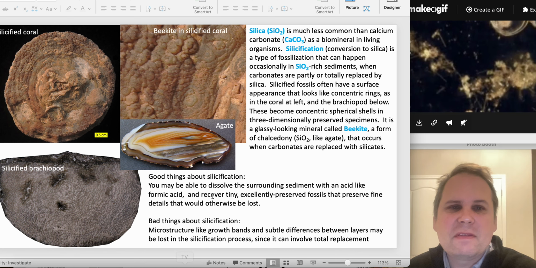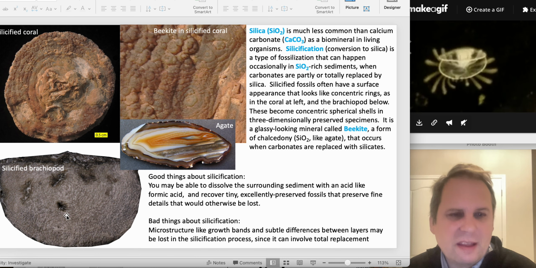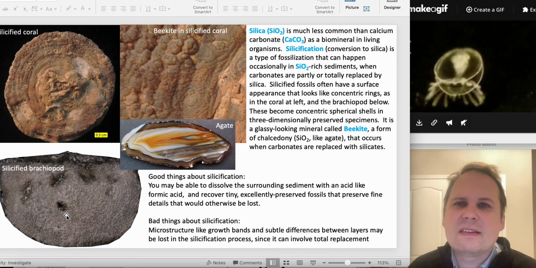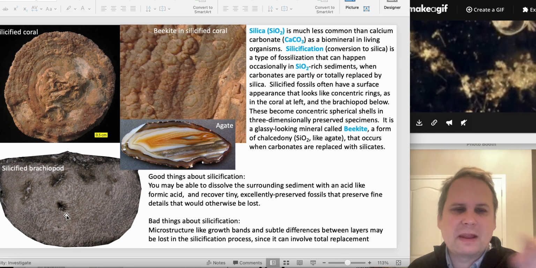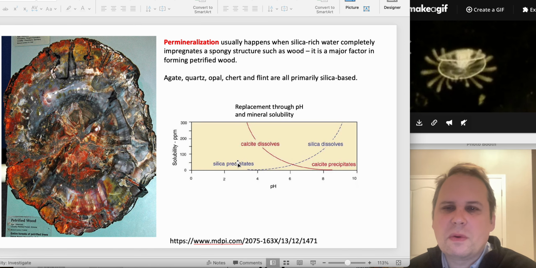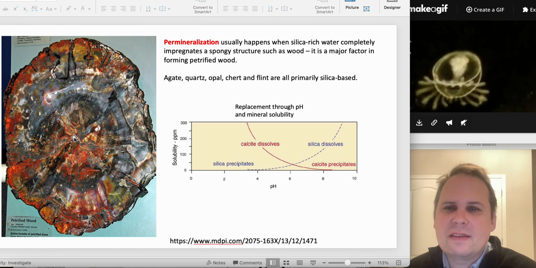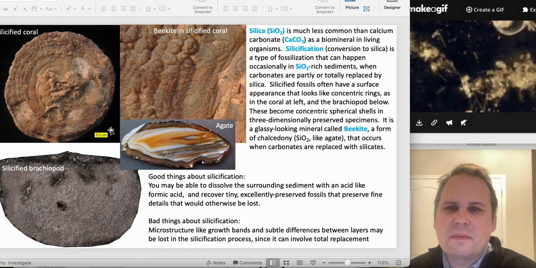That's, I believe it's called beakite. Yep, here we go. Which are little ring-like formations that you get in silicified organisms that used to be calcite and were replaced by silica. And the process happens like so. And this is a permineralization. So this would be back here.